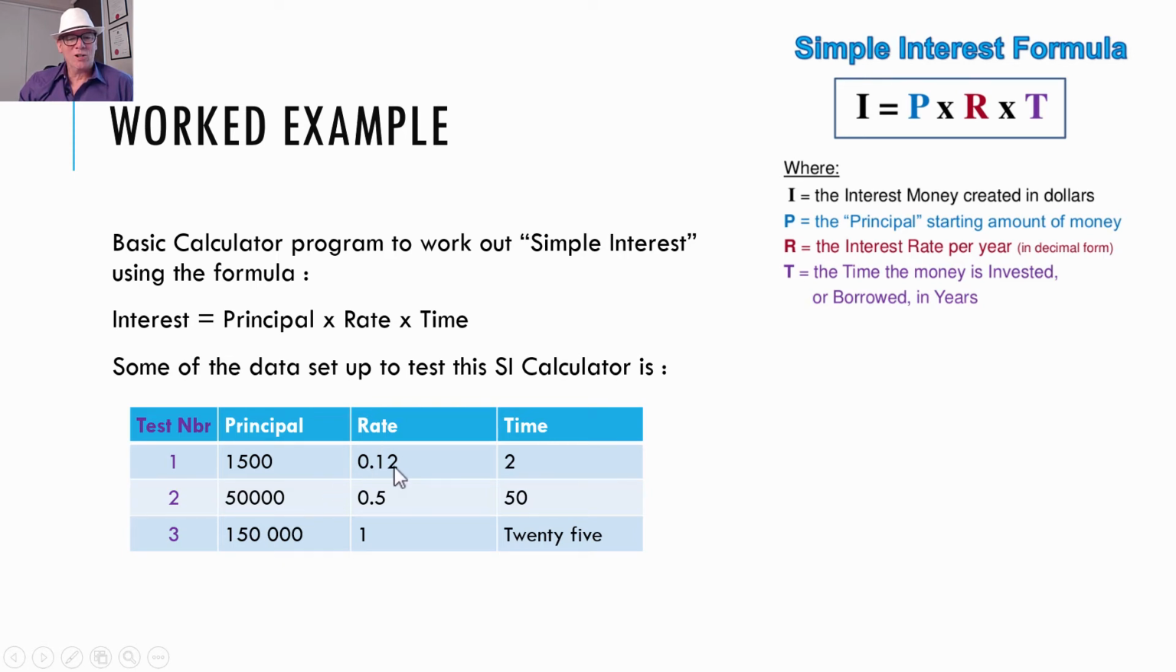The interest rate, 0.12, that means 12%. That's 12% as a decimal. 0.5, you're only getting 0.5%. Oh no, sorry, it says 0.12%.